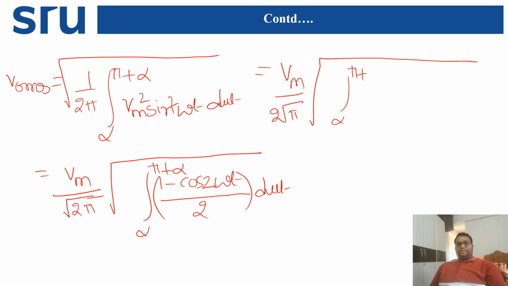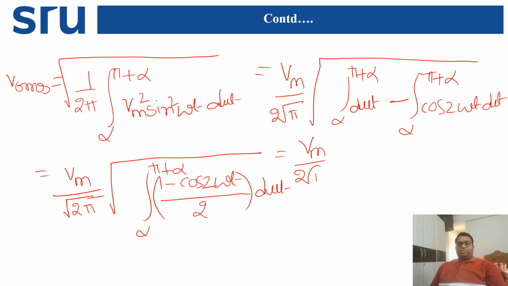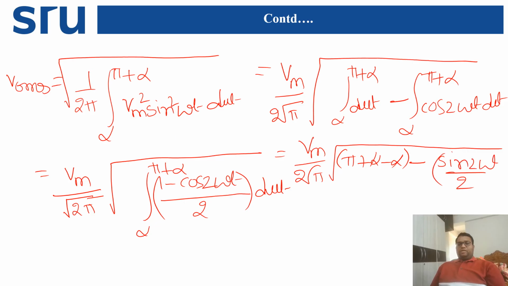Integration from alpha to pi plus alpha of d omega t, minus integration from alpha to pi plus alpha of cos 2 omega t d omega t. Now we will take it as Vm by 2 root pi. Take it as pi plus alpha minus alpha. Alpha will get cancelled. Then sine 2 omega t by 2, since the integration of cos 2 theta means sine 2 theta by 2, taken from alpha to pi plus alpha.